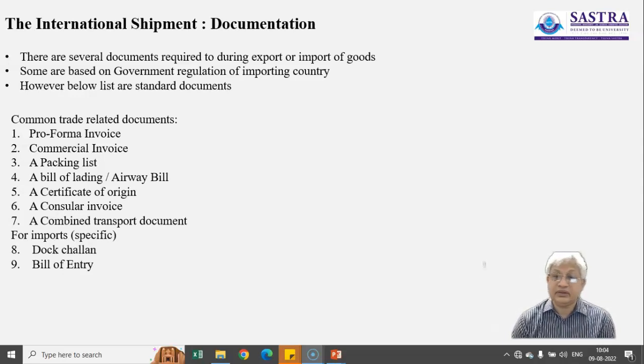And the supplier needs to be very careful before confirming the order with the buyer. He has to know all the terms and conditions. So let us go one by one to understand what is a pro forma invoice, followed by the other documents.